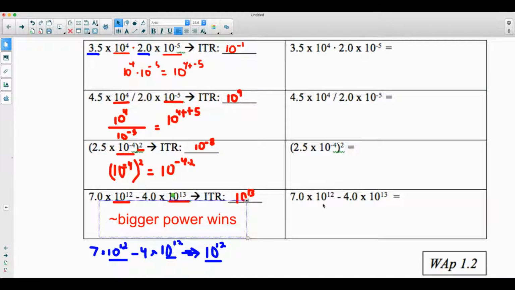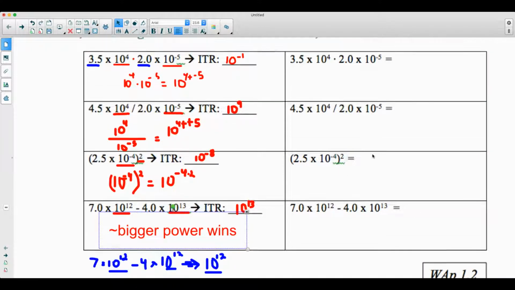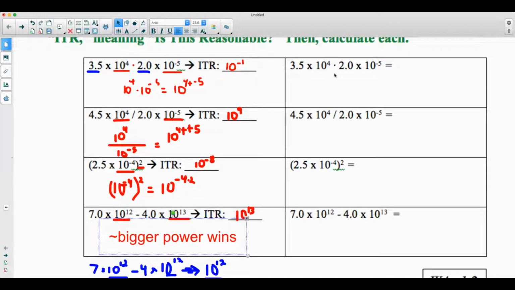All right, so let's go look at these over here. Let's get the equalities. What do they come out to? Well, if you actually do this math, put it in a calculator, you can do this in your head, by the way, too. In case you were unsure, it's just coefficient times coefficient and power times power. So 3.5 times 2 is actually 7, times, and if you put this in your calculator, you're going to get 10 to the minus 1.